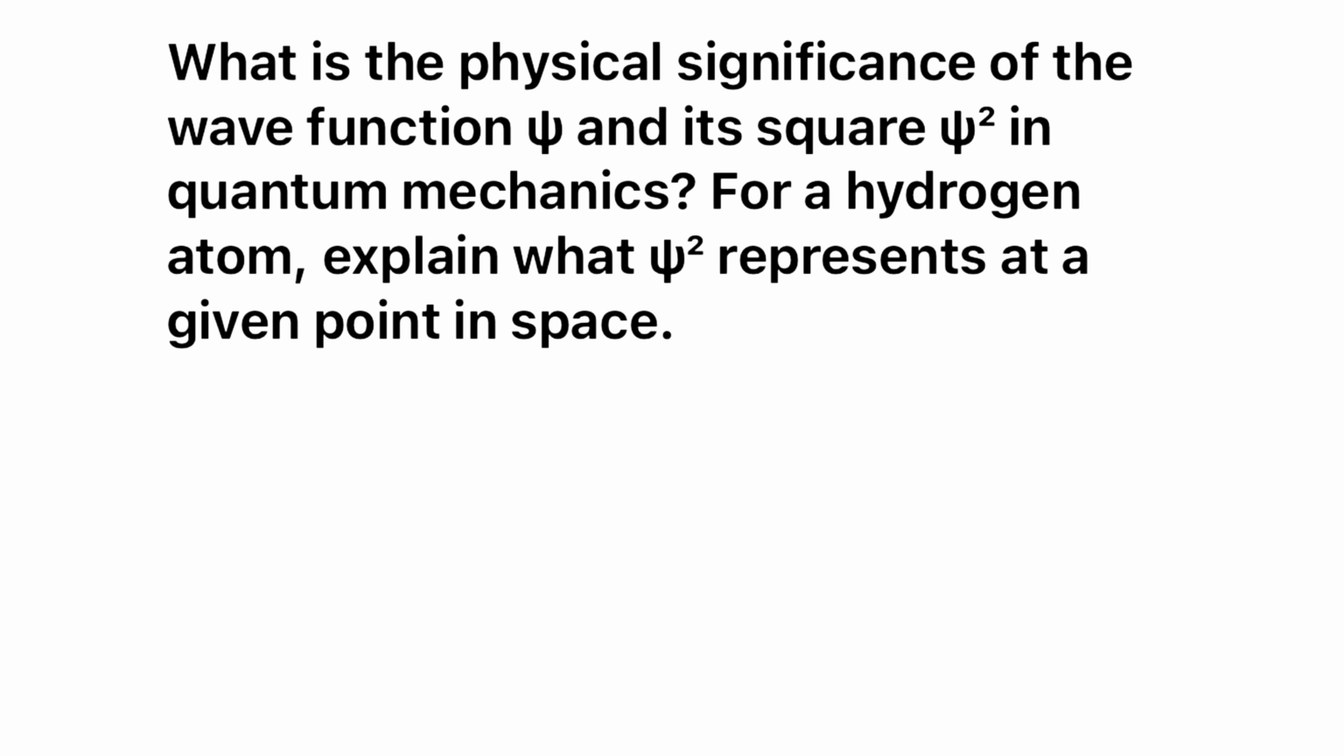What is the physical significance of the wave function psi and its square, psi square, in quantum mechanics? For a hydrogen atom, explain what psi square represents at a given point in space. Basically, this psi is the solution of the Schrödinger wave equation, and we learn more about psi in higher classes. Schrödinger's time-independent wave equation describes how the quantum state of a particle behaves in a potential field. That is slightly beyond your syllabus. Now we can check our particular question. That is the question, right?